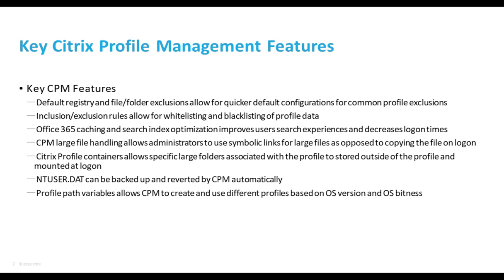Some of the key features for Citrix Profile Management are default inclusions and exclusions. We can allow for whitelisting and blacklisting. If we're whitelisting, that allows us to have the quickest, best logins, but it adds more complexity to setting that up. It allows for some specialized Office 365 caching, search index optimization, and decrease login times when we're using Office 365. We can offload large files by creating symbolic links to those files so they're not copied every time a user logs in.